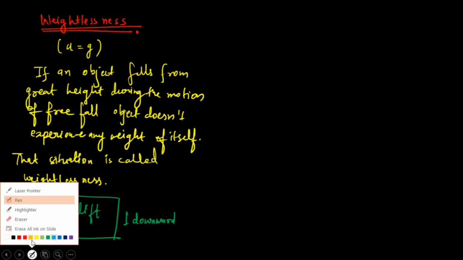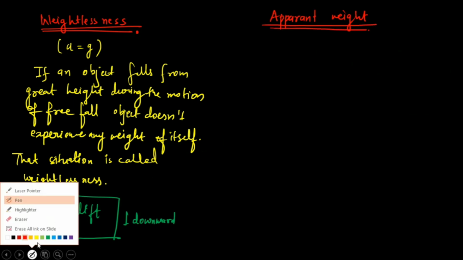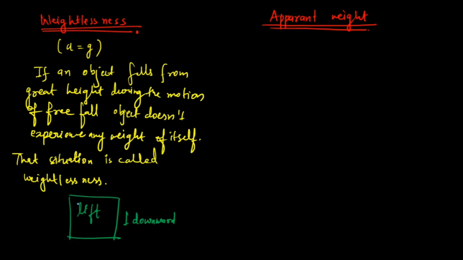So the next topic we have to understand is related to the lift part only, which is called apparent weight. Just like I told you now, when you're going in a lift in the downward direction, you'll feel a little lighter. Similarly, if you're going a little upward in the lift, you'll feel a little heavier. Now let's prove those things.